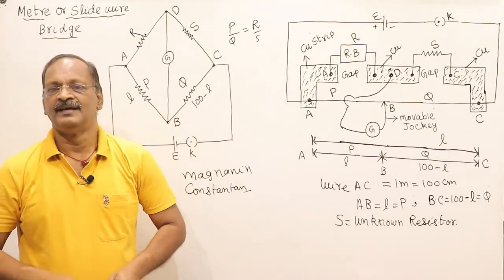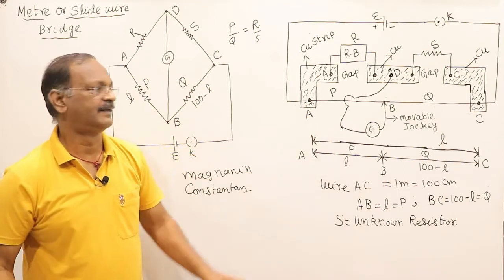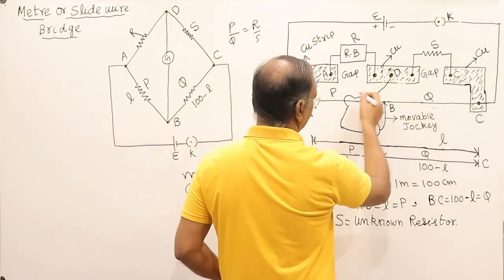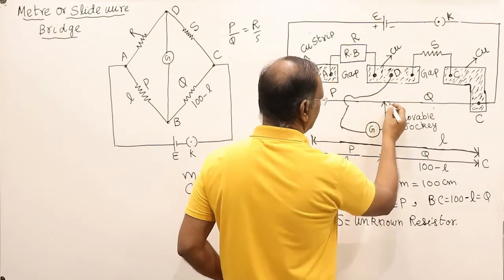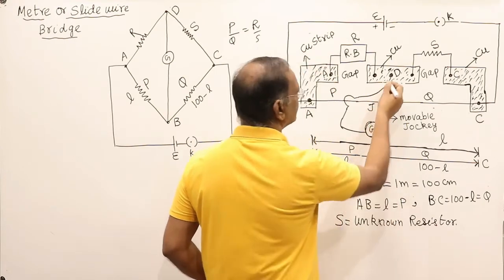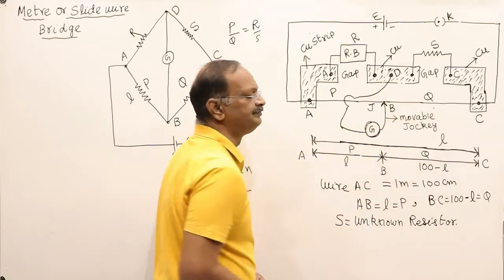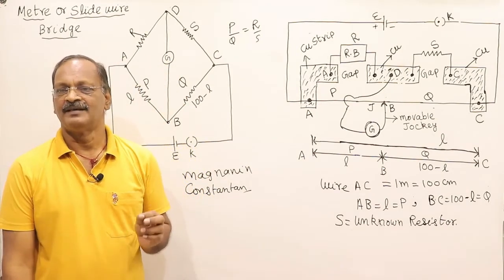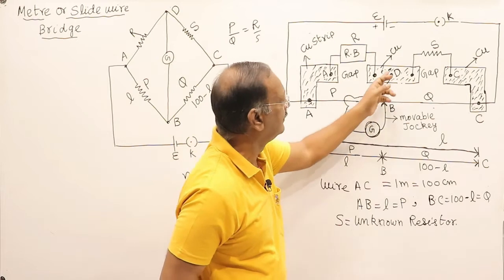So a source of EMF is connected across AC. From this point, this copper strip is continuous. It is not connected with this one; it is overflowing on this one. A movable jockey is connected through a galvanometer from this end. It can slide on the wire AC. So a source of EMF is connected across AC, and a movable jockey and a galvanometer are connected between B and D.